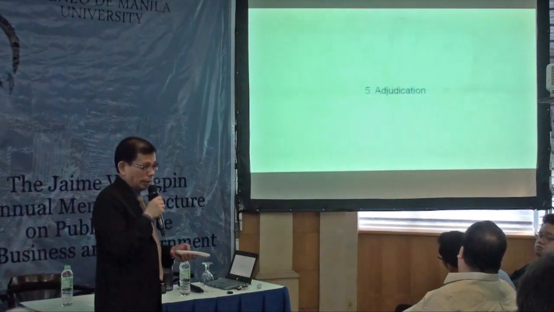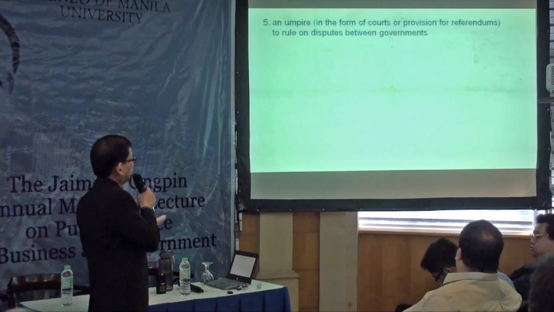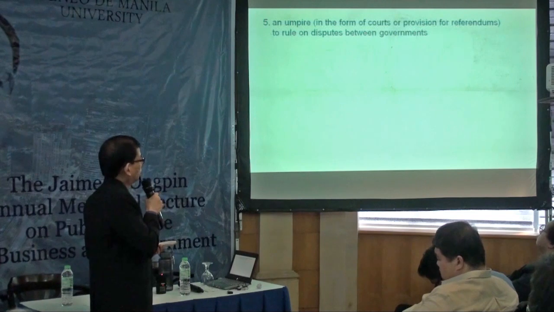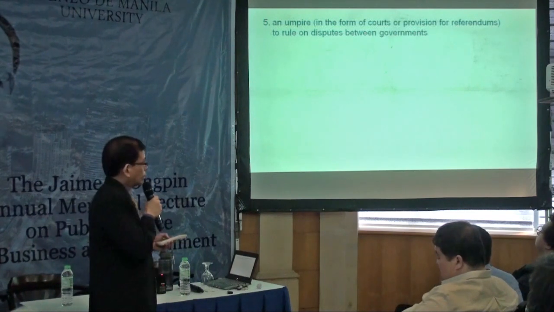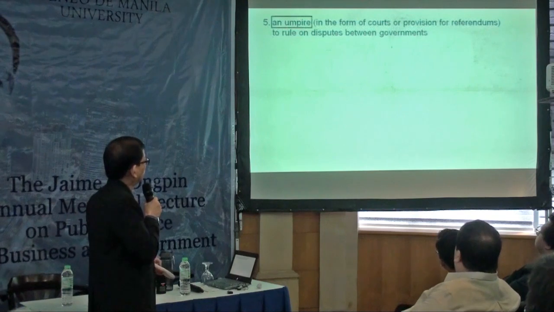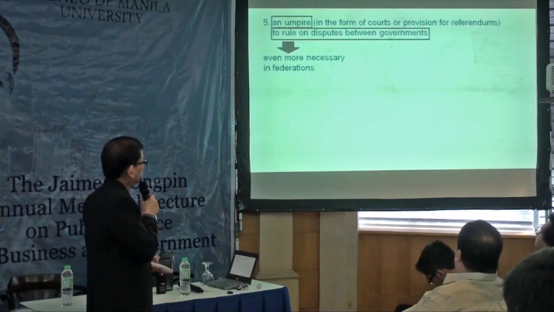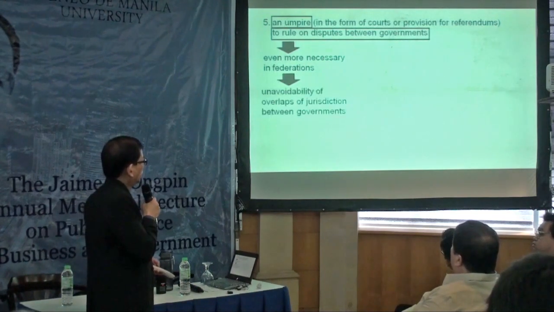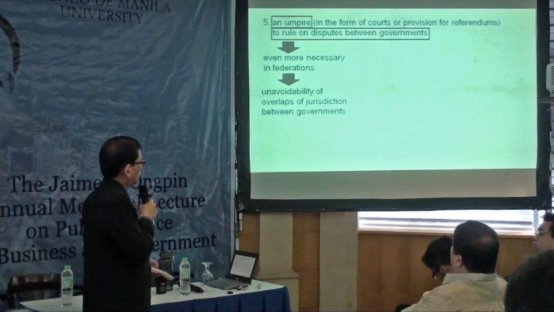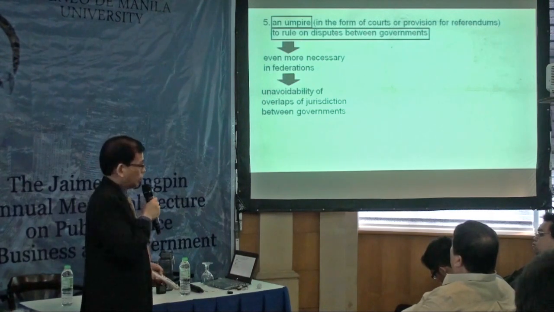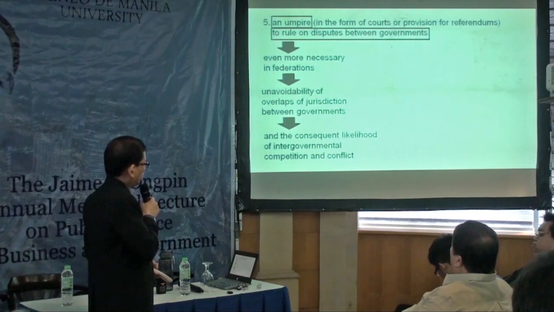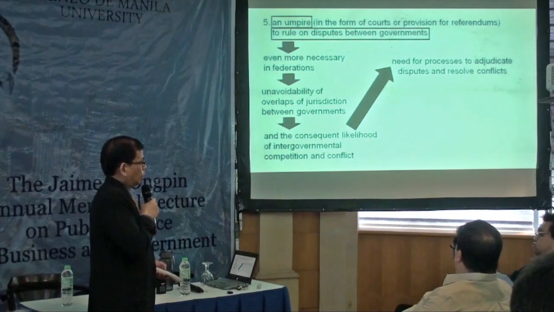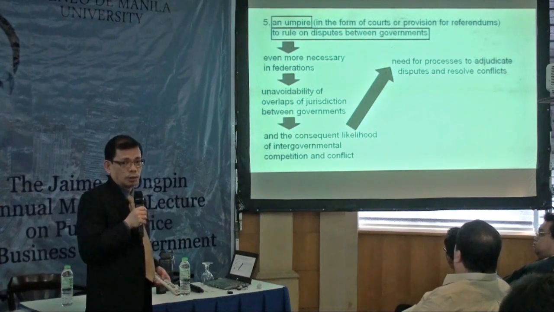The fifth feature would be adjudication: an umpire in the form of courts or provision for referendums to rule on disputes between governments. An umpire is even more necessary in federations than in unitary governments, because of the unavoidability of overlaps of jurisdiction between governments, the consequent likelihood of intergovernmental competition and conflict, and the need for processes to adjudicate disputes and resolve conflicts.